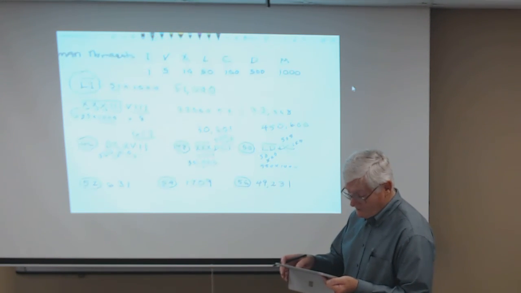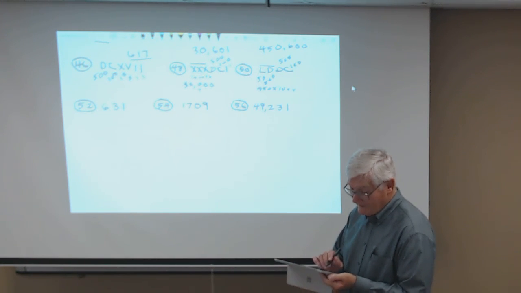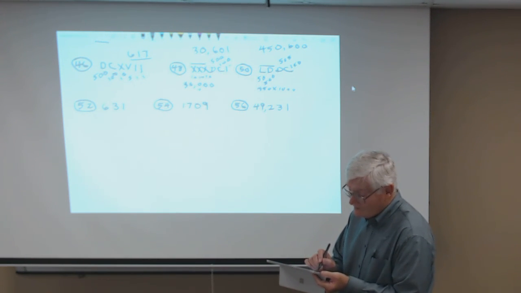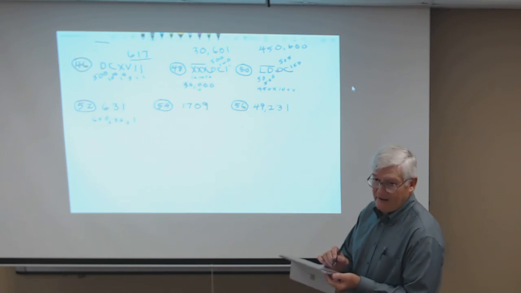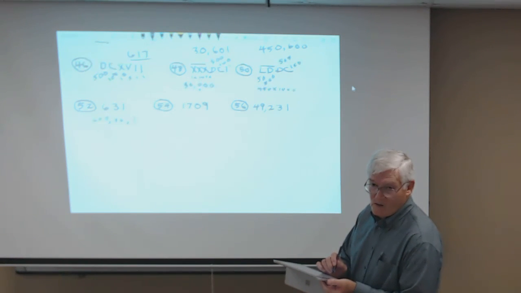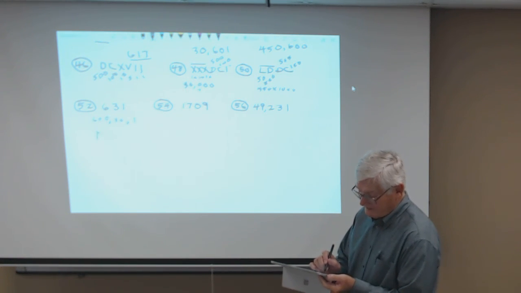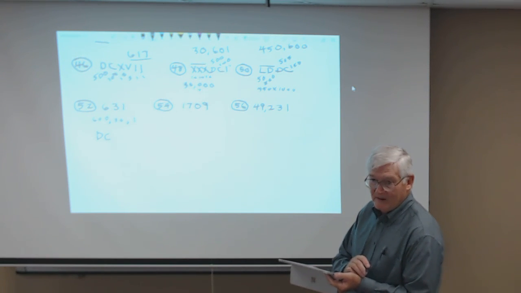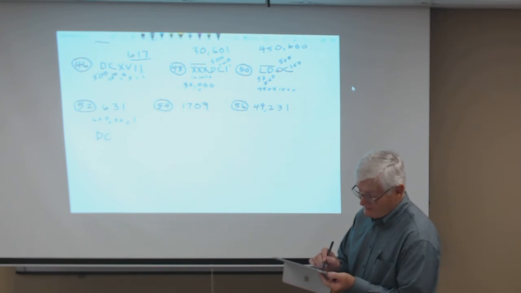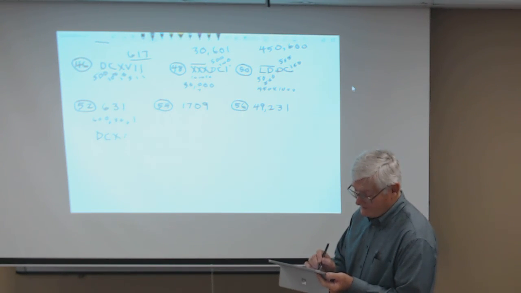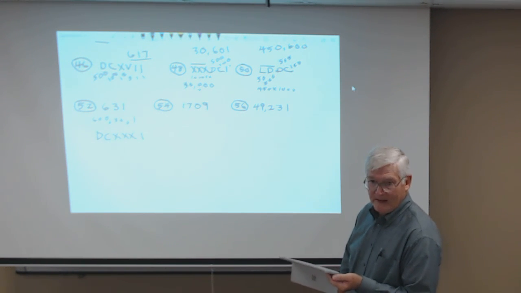Number 52. Now they want me to take 600, 30, and 1 and turn them into Roman numerals. How would I say 600 in Roman numerals? DC. Everybody follow that? 500 plus 100. How would I say 30 in Roman numerals? 3 X's. And how would I say 1? I. You got it?